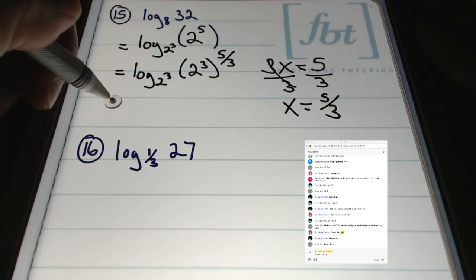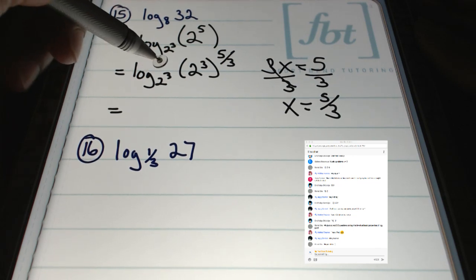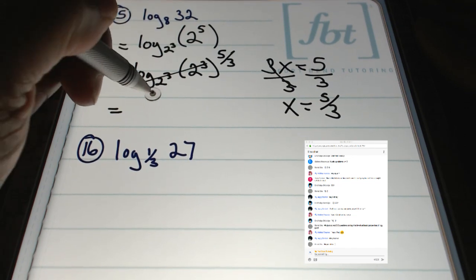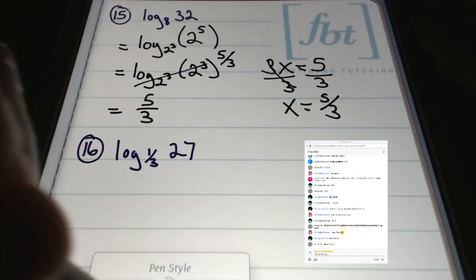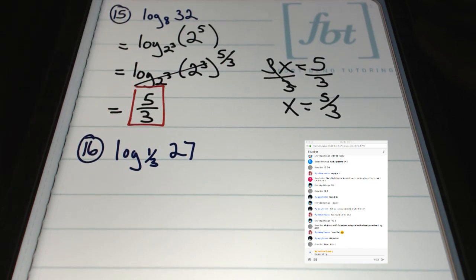And now, guys, since I can clearly see that the base of the logarithm is equivalent to the base of the argument, this now simplifies to give us a result of 5/3, which is the answer. Amen, amen. And of course, we have it in a red box. Good deal. All right. So hopefully that made sense to everybody.